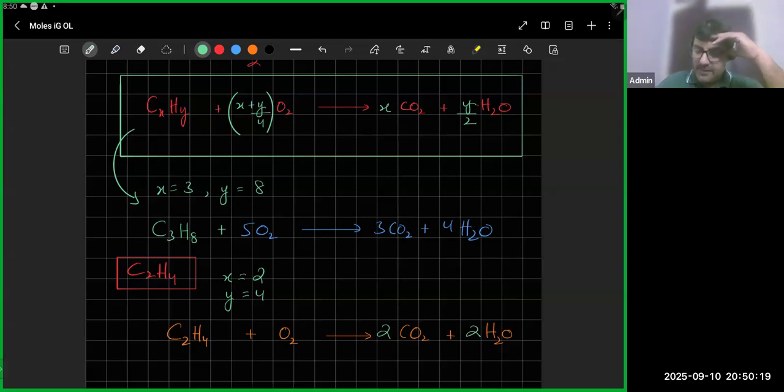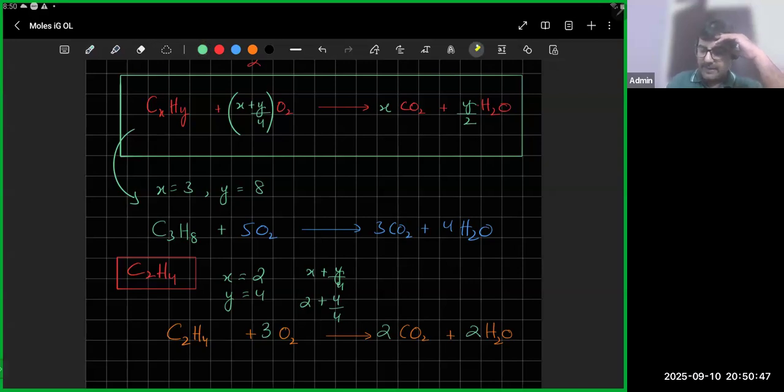Finally, for balancing oxygen, what number should come over here? It's going to be x plus y by 4, right? So I'm going to do the math. That will come out to be 2 plus y divided by 4, so 4 divided by 4, which is 1. So 2 plus 1 is 3.